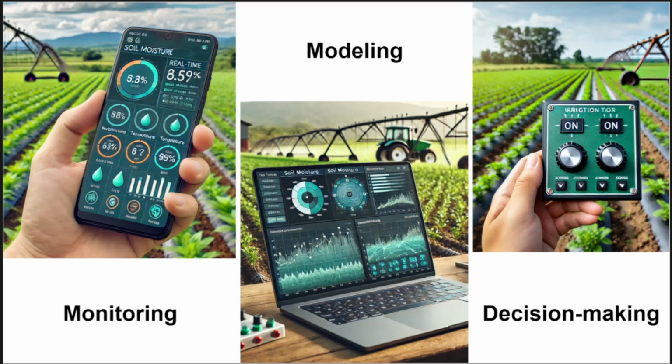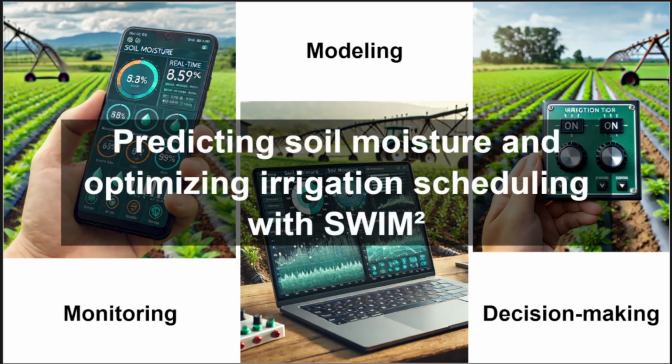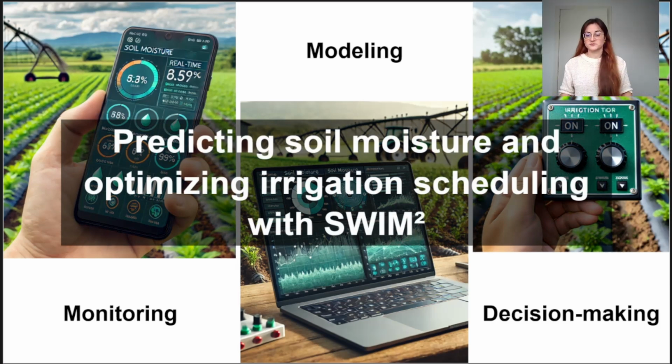Now, finally, we also have our decision-making aspect that can be based on either the monitoring or the modeling approach, but also a combination of the two is possible. And this is where we decide on, for example, irrigation, and we interact with our fields on top of the observation only. Now, our aim is to predict soil moisture and optimize irrigation scheduling with SWIM².